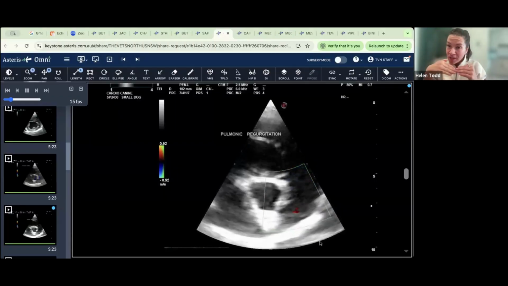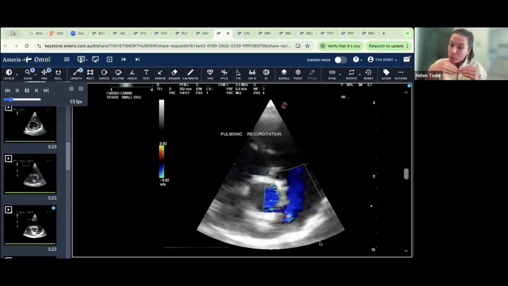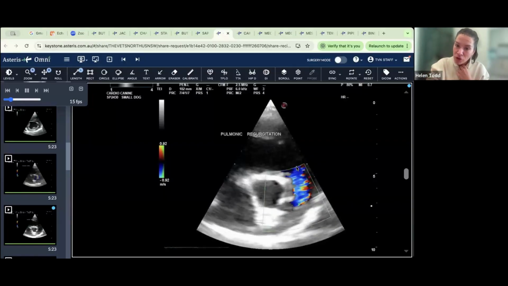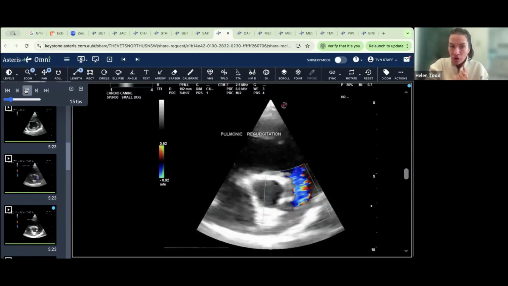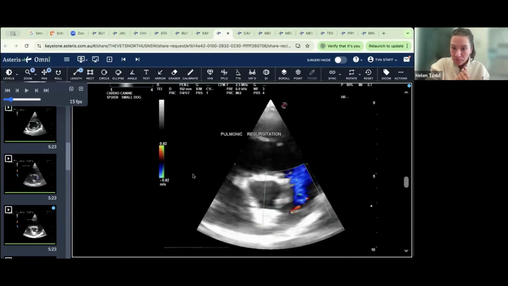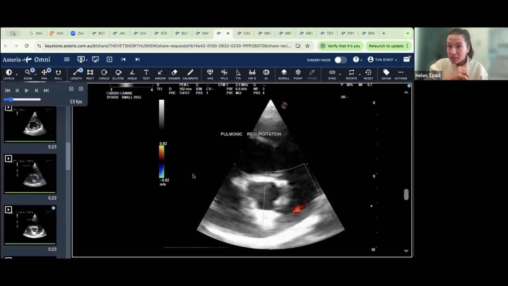I know we can't visualize these pulmonic valve leaflets very well in this video, but if you imagine this is our right ventricular outflow tract, and this is in systole as blood is going away from the probe, it's nice and blue. It's going away from the probe through the pulmonic valve out into the pulmonic artery. And then in diastole, we've got this little jet of red blood, which is coming back through the pulmonic valve, and it's red, so it's coming towards the probe.